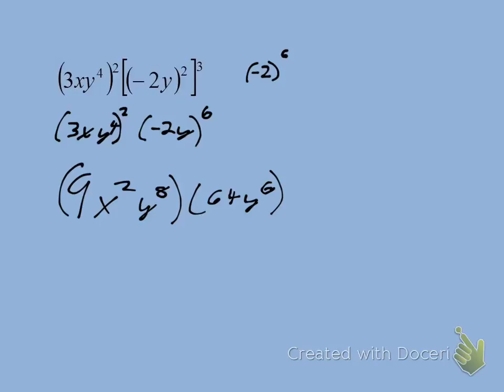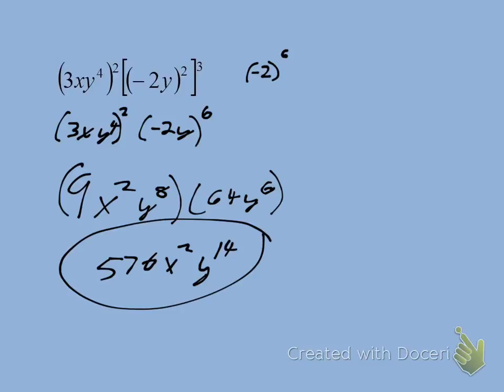Help me out here with 64 times 9. 576. X to the second. Y is going to be to what power now? Y to the 14th. That's where you add them up.